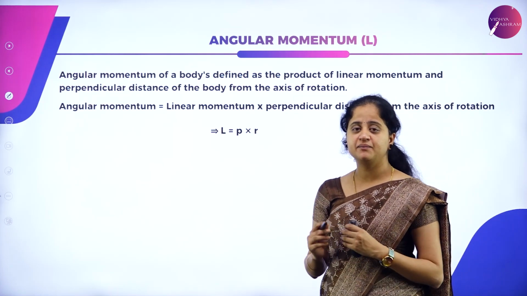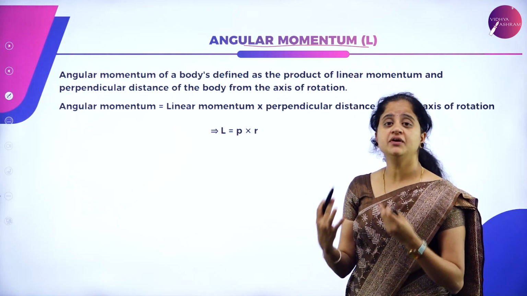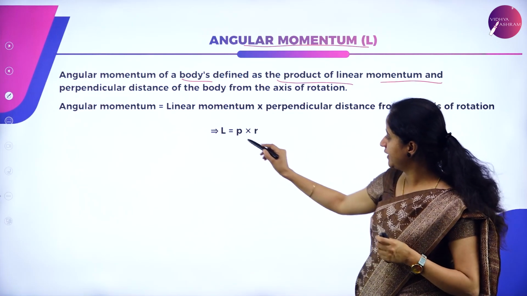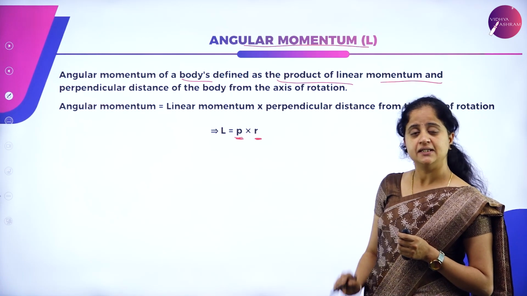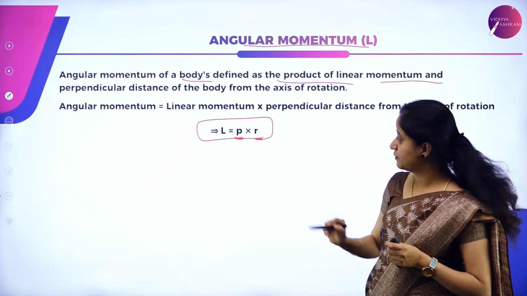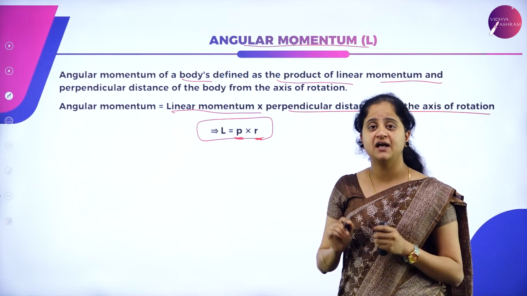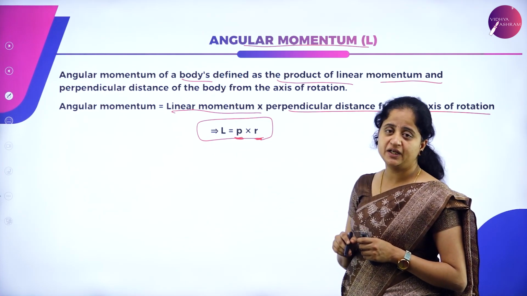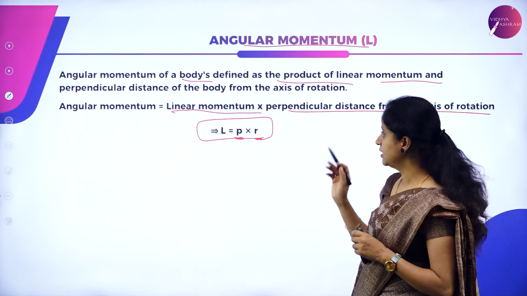Now, let us move on to another important term, that is angular momentum. Angular momentum is denoted by the letter L. How do we define it? Angular momentum of a body is defined as the product of linear momentum, that is P, and the perpendicular distance of the body from the axis of rotation, given by the letter R. In expression, we can represent the same as L is equal to P into R, where P is the linear momentum and R is the perpendicular distance from the axis of rotation.